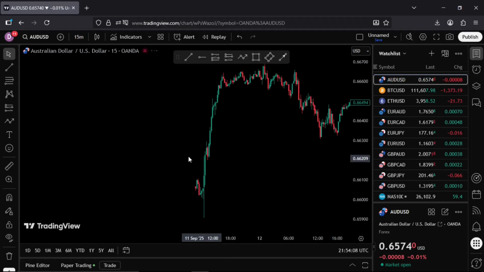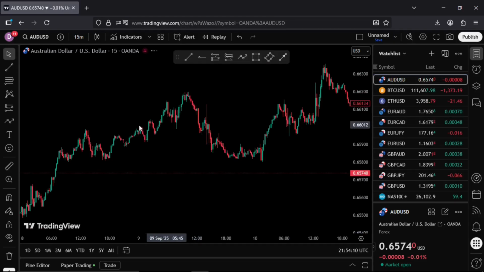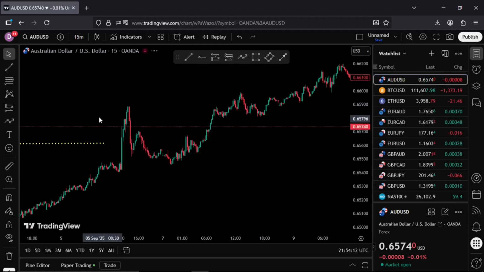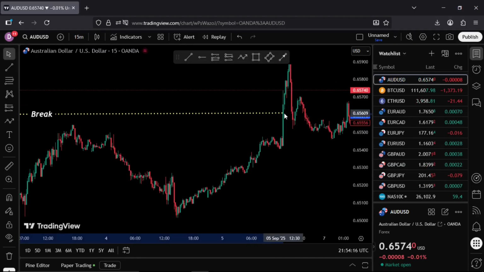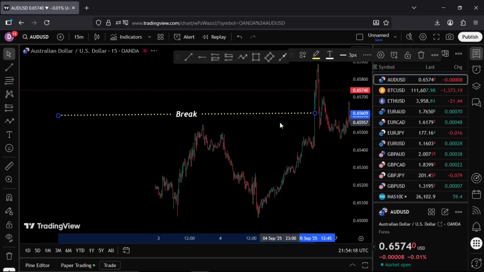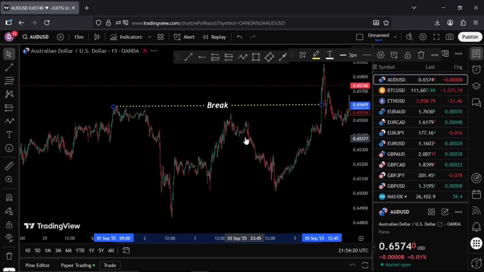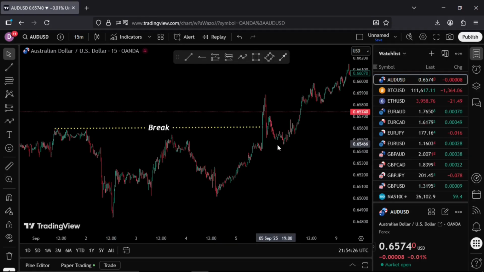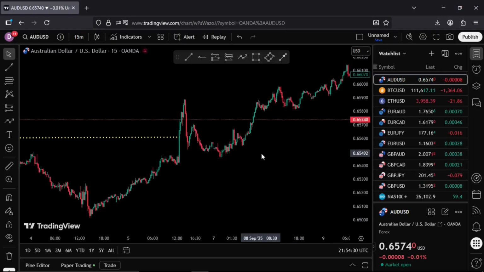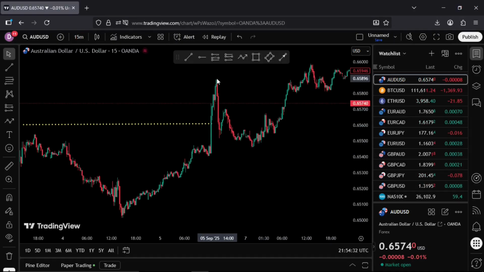Now I'm going back in time because I want to find where I marked. Right here is where we marked. Let me adjust this. Remember, we marked this market structure on the 4-hour, and then we came to the lower time frame, which was the 15-minute, to mark our pullback, guys. We want to mark the market structure as price is pulling back, which is step 3.